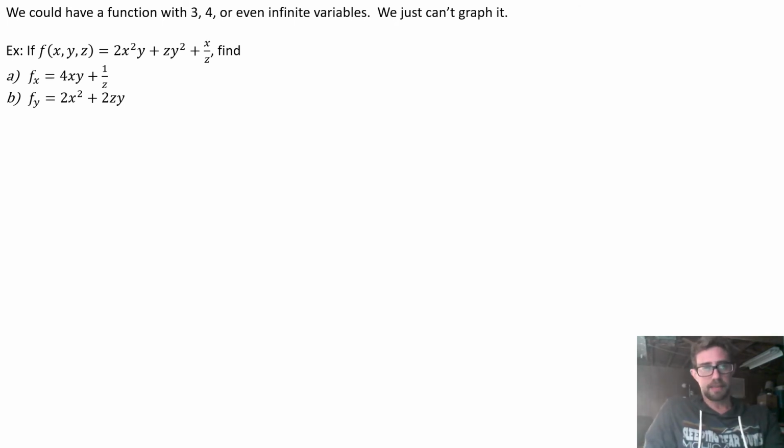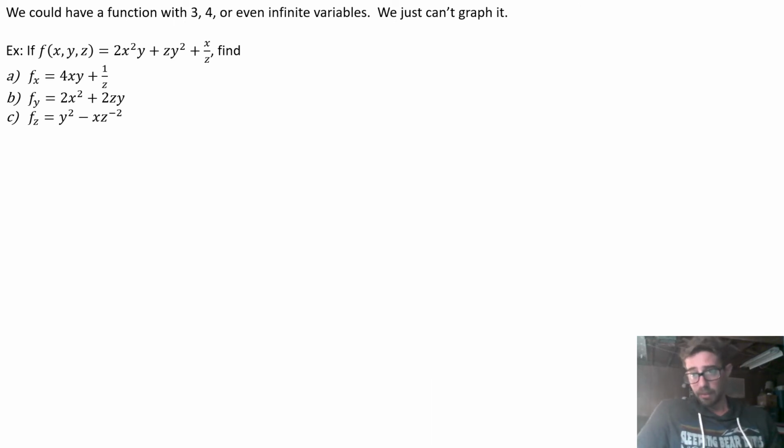Let's do fz. So the derivative of 2x squared y now is 0. The derivative of zy squared is just y squared, because y squared is just a constant. And let me think. The derivative of x over z is going to be, so the derivative of z to the negative 1 is negative z to the negative 2, right? So it's going to be negative x times z to the negative 2, like that. y squared minus xz to the negative 2.